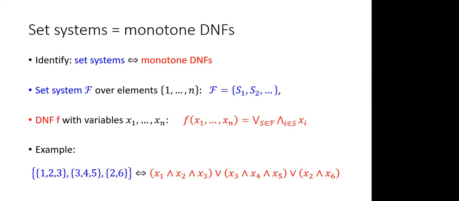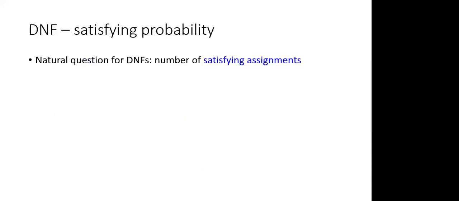Like, why is this useful? We just identify one way of representing sets of numbers with a different way. But actually, we're going to see the deeper connection here. But that's going to be the identification. So the whole point is that now we can start asking questions about set systems that are natural for DNFs, but that might not be so natural when you study them as set systems.